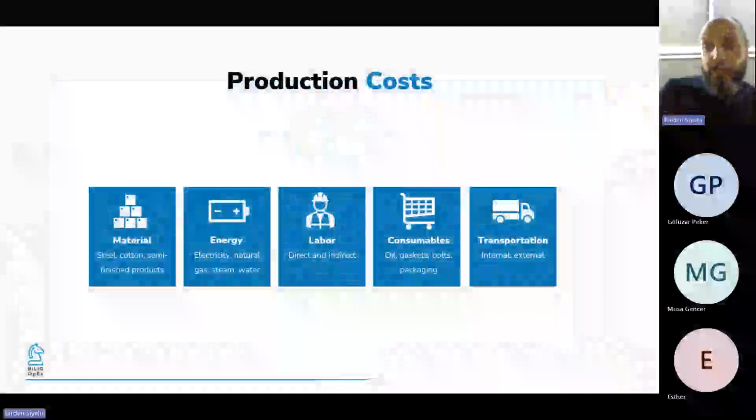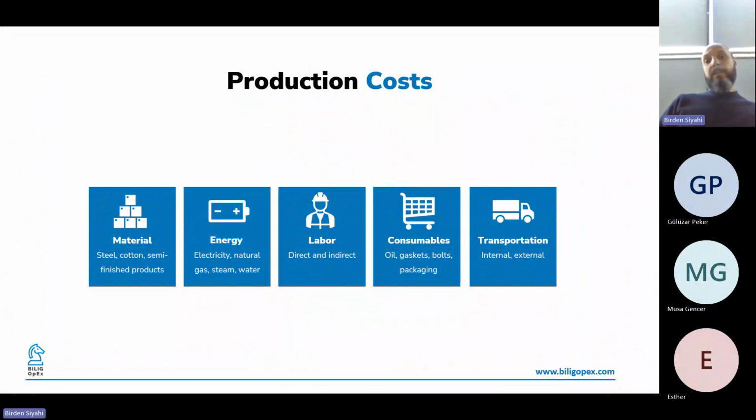So what are production costs? If you take a look at a balance sheet of a company, there are main 5, sometimes 6, sometimes 7, or you can have some subcategories as well. But these are the main categories of production costs.